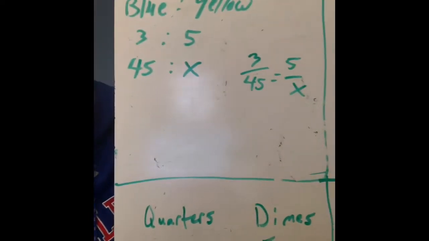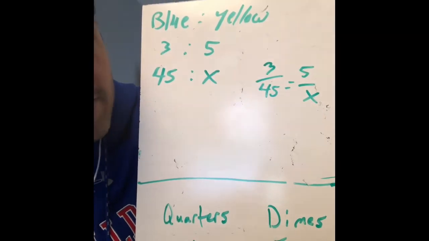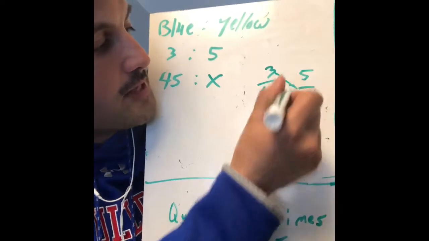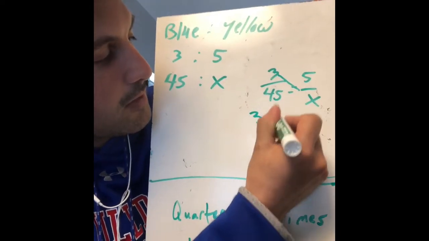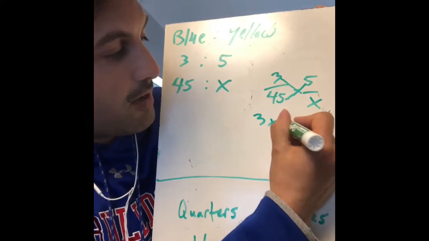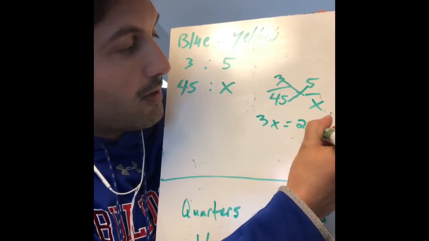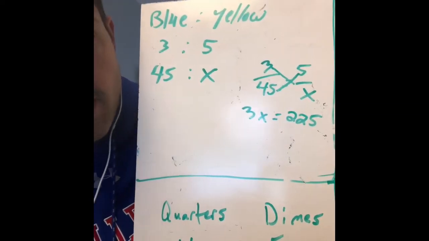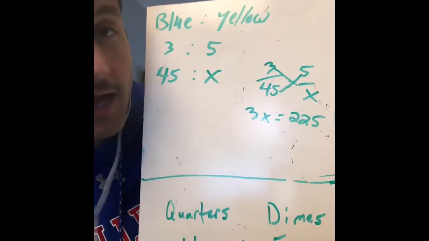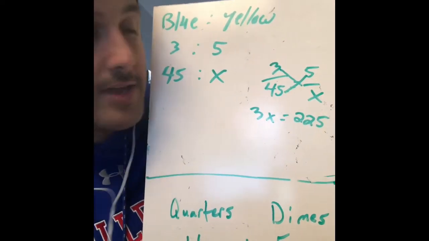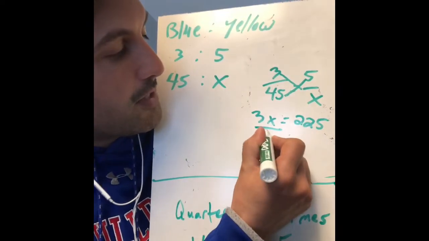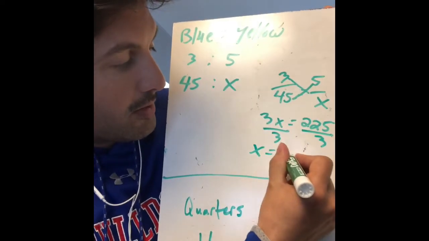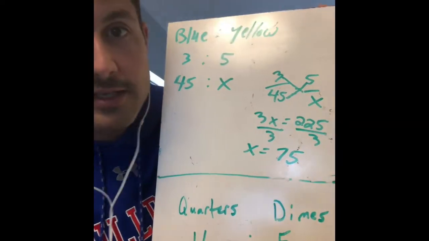So I set it up as 3 over 45 equals 5 over X. And now I'm going to cross multiply. So the 3 times the X becomes 3X. 5 times 45 becomes 225. So now I have 3X equals 225. I'm still solving for X, so I need to isolate it. To get it by itself, I divide by 3. I'm undoing what's being done. And I divide by 3 on the other side. And X is equal to 75, and that's the number of yellow jelly beans.